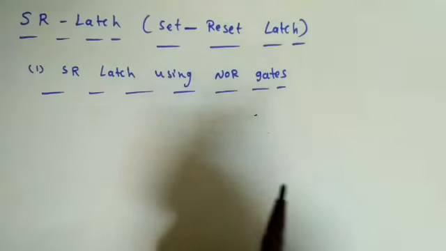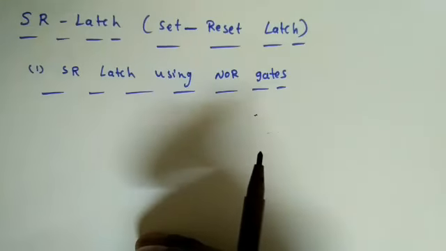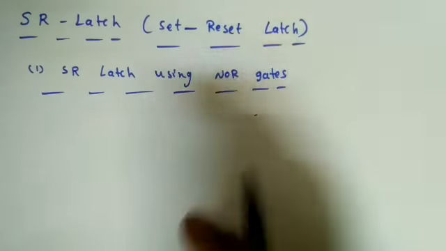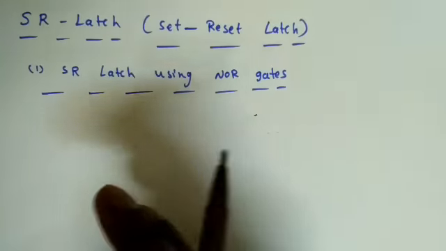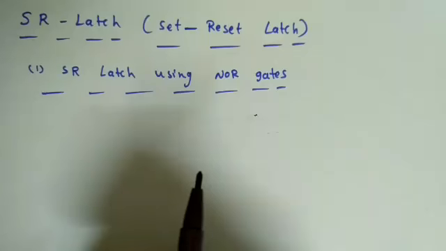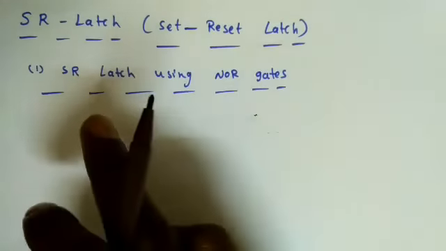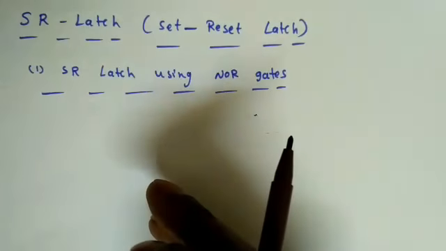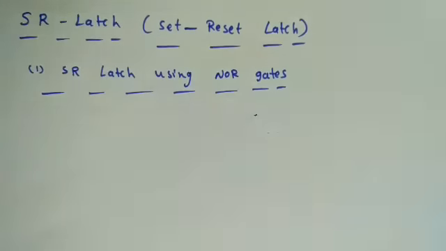Now we know that two cross-coupled, or back-to-back, inverters can store binary information, right? But those inverters can be designed using universal gates, either NOR gate or NAND gate. So we will have two different latches, one using NOR gates and one using NAND gates. We may get a question on the NOR gate latch or the NAND gate latch, right? First we will discuss the SR latch using NOR gates, then the SR latch using NAND gates.